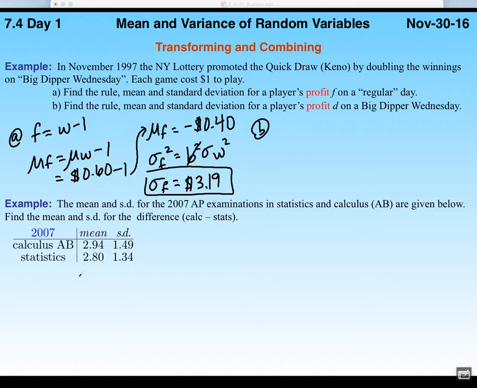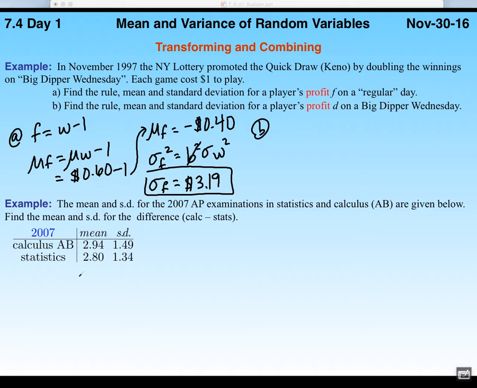Standard deviation. Let's see how we did. What's the rule? D equals 2W minus 1, because we're doubling the winnings. So then, to find the mean of D, it's 2 times the mean of W minus 1.